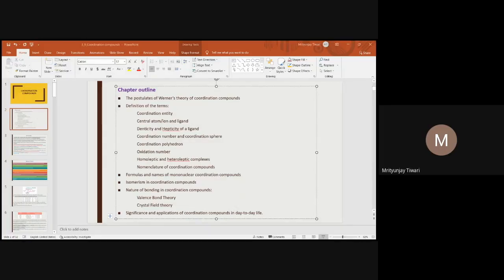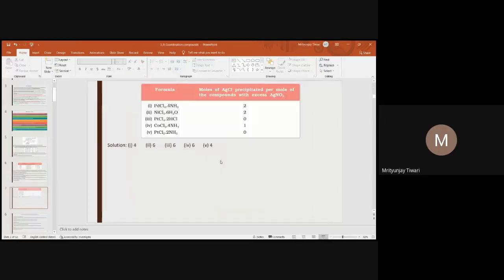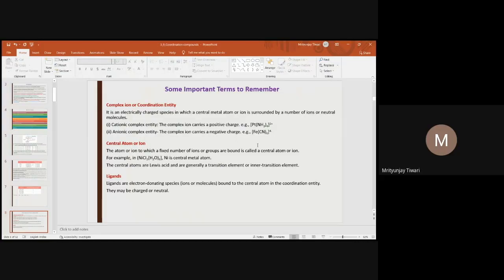Here I'll stop this lecture and we will see other important points, particularly some important terms, in the next class.